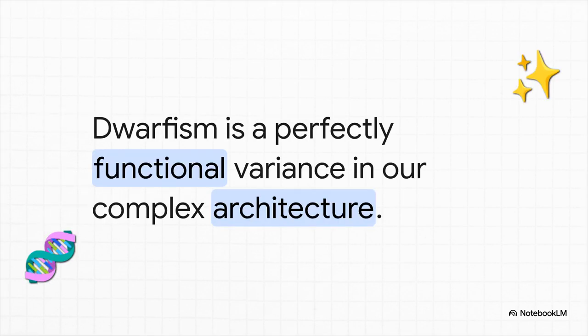What you really should take away from this explainer today is that this condition is far more than just short stature. Whether it's a systemic scaling down because of hormones or a targeted limb length adjustment from the FGFR3 gene in achondroplasia, dwarfism is a highly specific, perfectly functional variance in our complex developmental architecture. Honestly, it just shows how remarkably adaptable the human body is, capable of elegantly rearranging its structural framework while keeping the core systems of life and intelligence completely untouched.